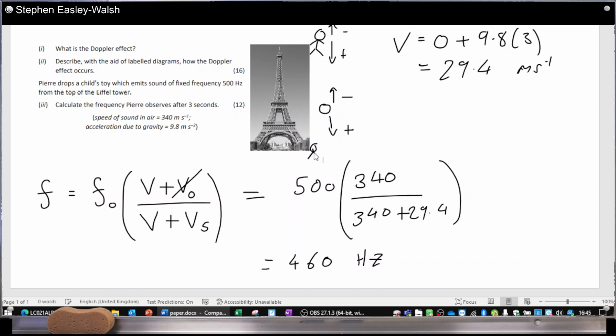If there was somebody at the bottom of the tower, they would hear a higher frequency. So yeah, he must be at the top because he drops the toy. Pierre drops the toy at the top of the Eiffel Tower. Calculate the frequency after 3 seconds. Yeah, it seems reasonable to me. Okay, so Doppler effect, diagram, and a calculation. All right.